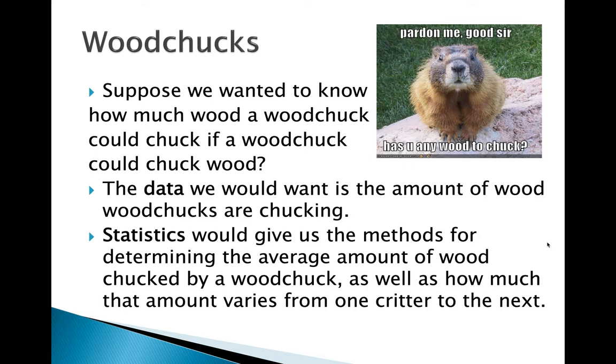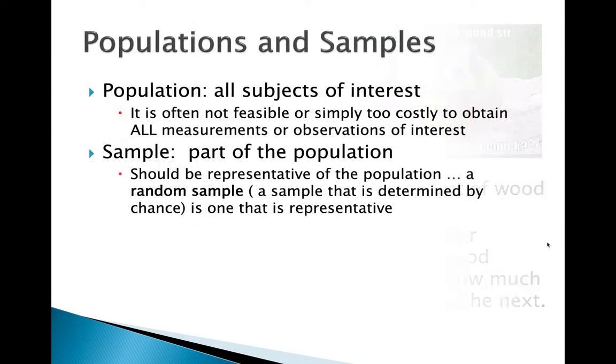Let's use woodchucks as our example. Suppose we wanted to know how much wood a woodchuck could chuck if a woodchuck could chuck wood. The data we would be wanting is the amount of wood the woodchucks are chucking. Statistics would give us the means for doing so by determining the average amount of wood chucked by a woodchuck, as well as how much that amount varies from one critter to the next. If there was no variation, it just wouldn't be a very interesting study.